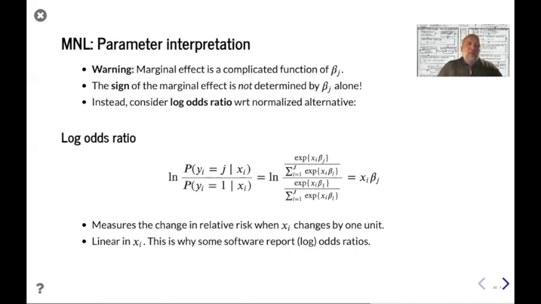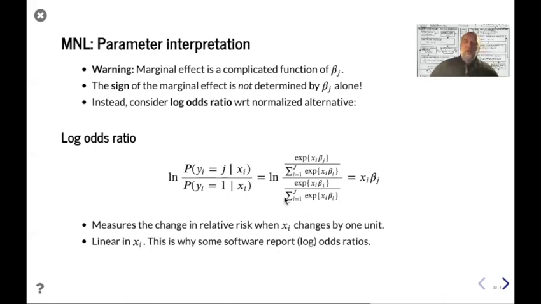Okay, so let's talk a little bit about the parameter interpretation. I already alluded to that we really have to be cautious when interpreting the parameters in the multinomial logit, because it's such a complicated function of all the parameters across the different alternatives. The sign of the marginal effects is not determined by beta alone. Instead, you could, for example, consider the log-odds ratio with respect to some normalized alternative. That's the log of the relative size of, say, alternative J relative to, say, alternative 1 or alternative 0. Then you take the log of the two probabilities, and then you see this guy here drops out, right? It's the same denominator.